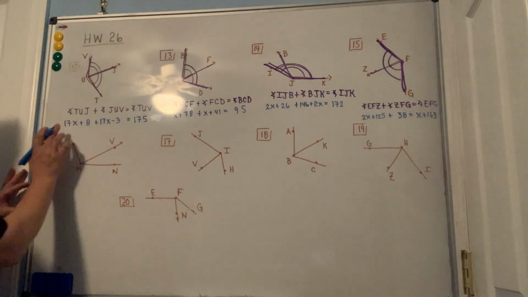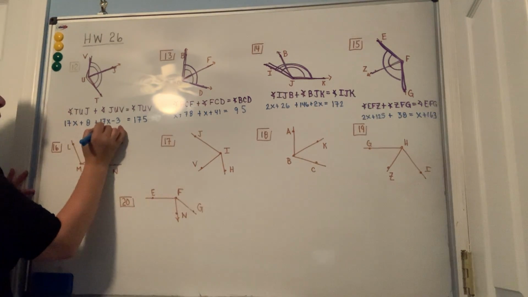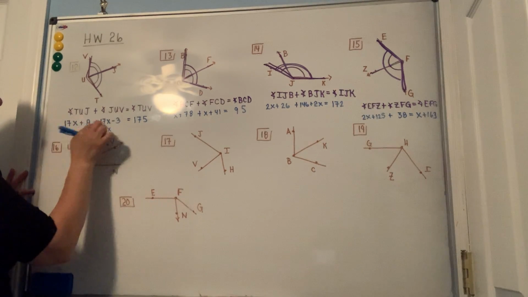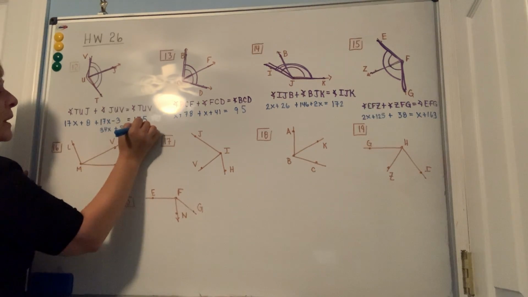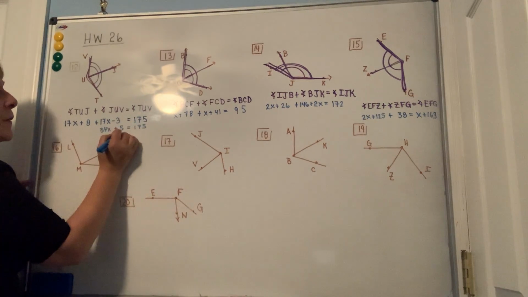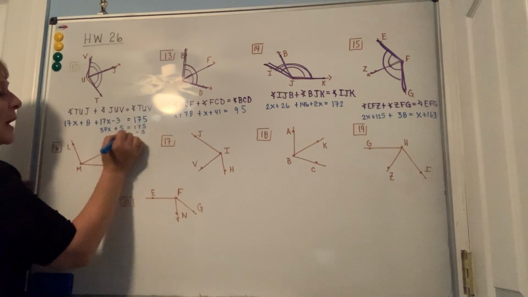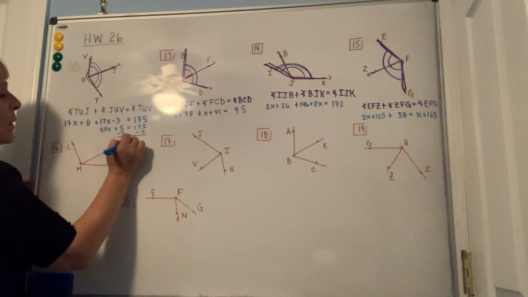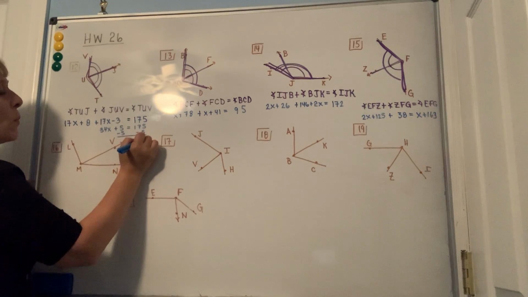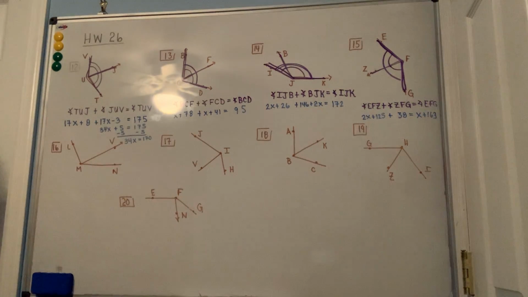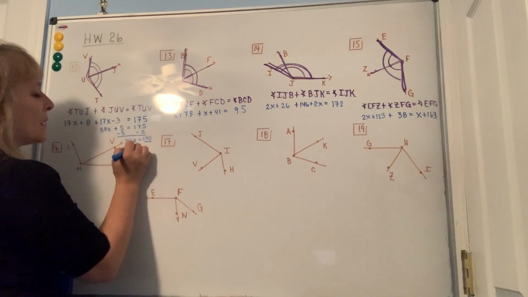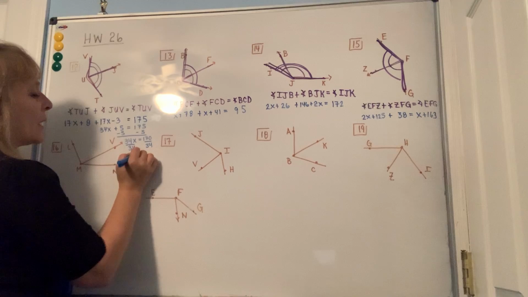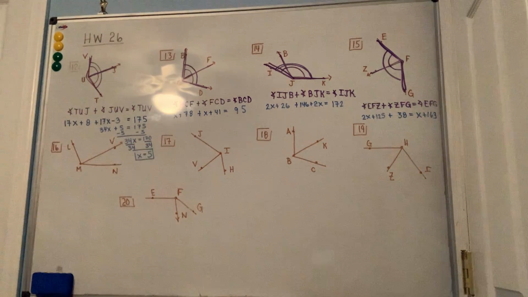So in the first one, 17 plus 17 is 34x. 8 minus 3 is 5, and it is equal to 175. If you subtract 5 from each side, you will get 34x equals 170. But actually 34 goes into 170 evenly. It goes in 5 times. And you're done with that question.